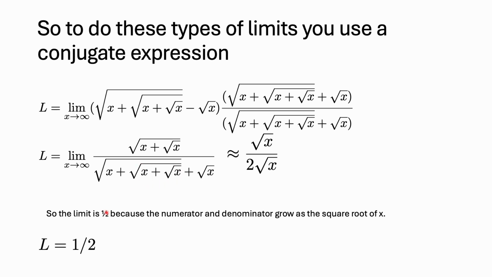So this part doesn't contribute and this part doesn't contribute. So the limit is half because the numerator and denominator grow as square root of x, and you can cancel it. So you get 1/2.